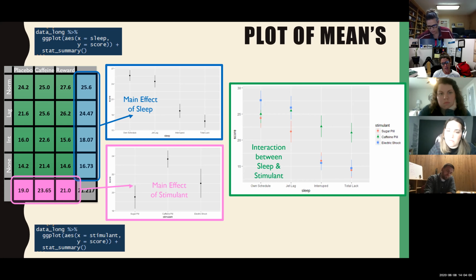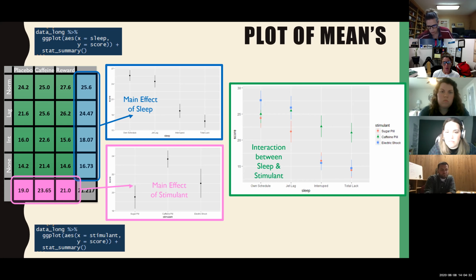Which group is doing best or worst depends on which combination you're in. It's a combined effect. We cannot say across the board, sugar pill's always worse or caffeine's always best. Is caffeine always best? No. Sometimes caffeine is doing significantly better. Sometimes it's not. Sometimes electric shock is on the high end. Sometimes it's not. So that ordering depends on not just one variable, but 2 variables.